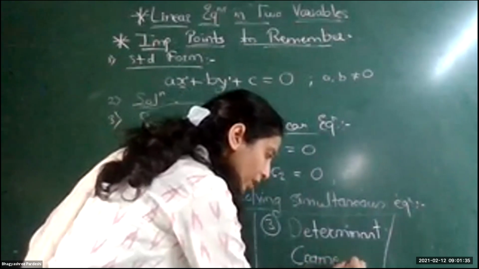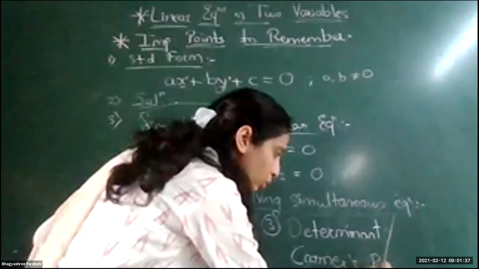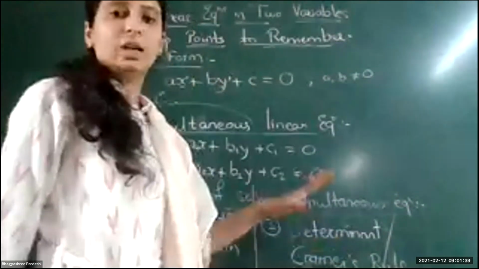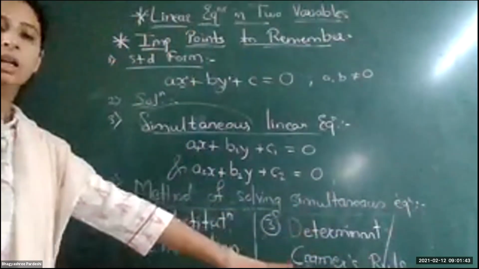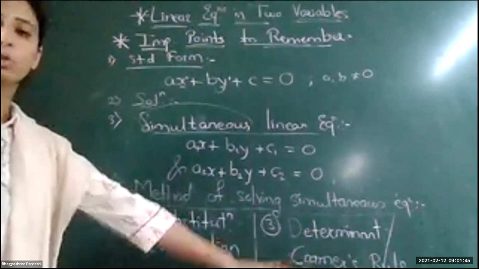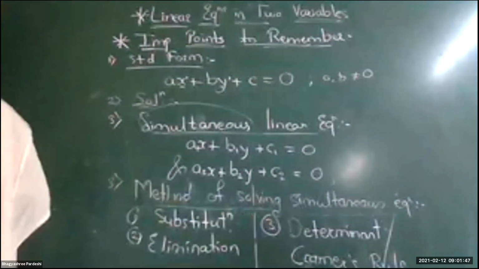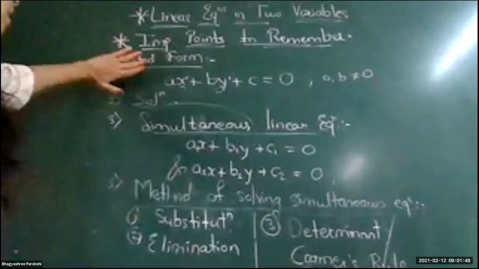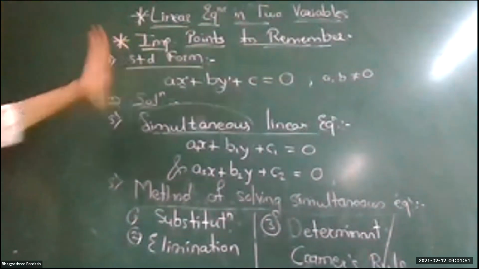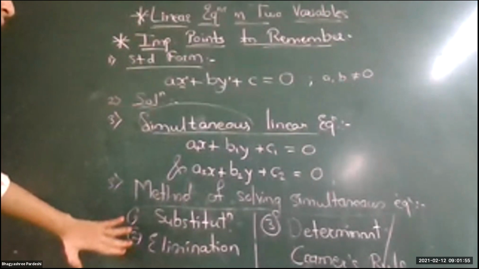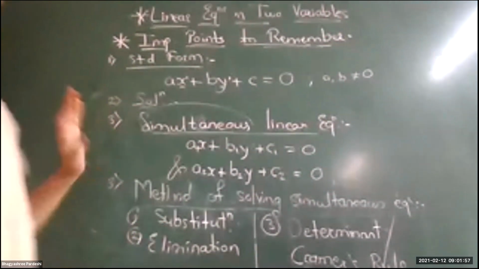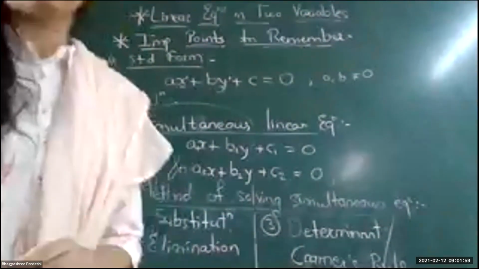It is called Cramer's method, or Cramer's rule, because Cramer was the mathematician who discovered this determinant method. So these are the three important things here. Remember the standard form, what is meant by simultaneous equation, and next, these few methods of solving the simultaneous equation. This is very, very important.